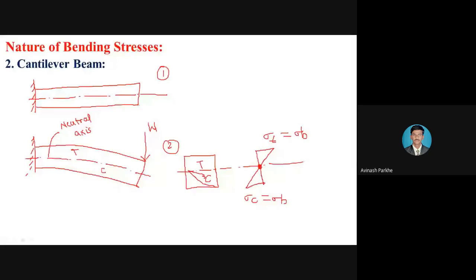Therefore, from these two conditions, we can easily say that in case of a simply supported beam, in case of a cantilever beam, for both the types of beam, the bending stress is always maximum at the top portion as well as at the bottom portion, but the bending stress is always 0 at the neutral axis or at the center point. But only basic difference is there. In case of a simply supported beam, upper portion of the neutral axis is under compression and lower portion of the neutral axis is under the tension. But in case of a cantilever beam, exactly opposite. Upper portion of the neutral axis is under tension and the lower portion is under the compression.